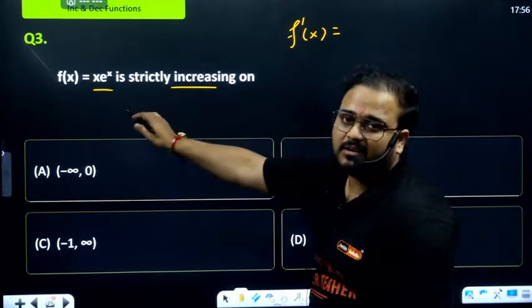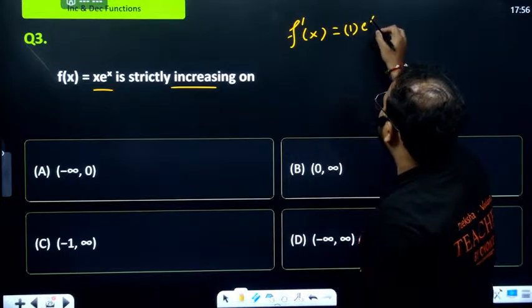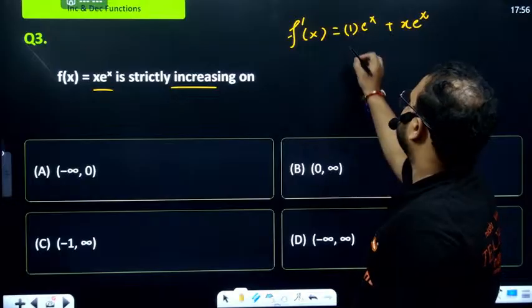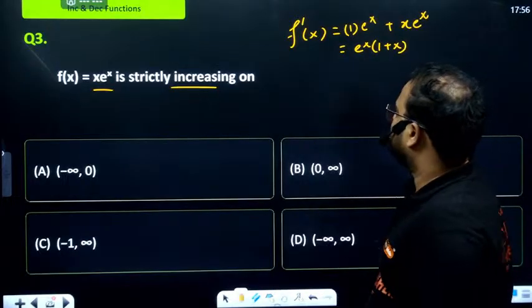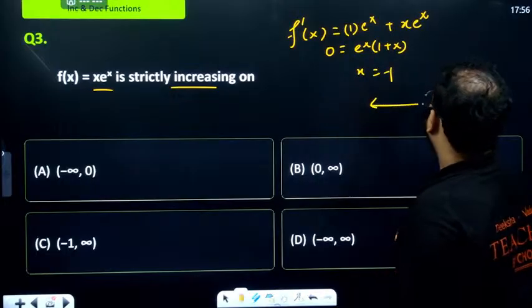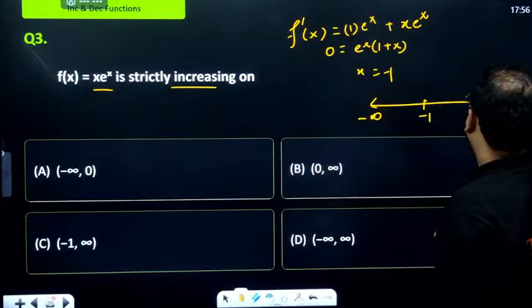So we have to use what here? We have to use the product rule. x will be 1, e power x as it is, plus x as it is, e power x derivative is e power x. Take e power x common here. 1 plus x. Put equal to 0, you get x value as simply minus 1. So you have minus 1 here, negative infinity, positive infinity.